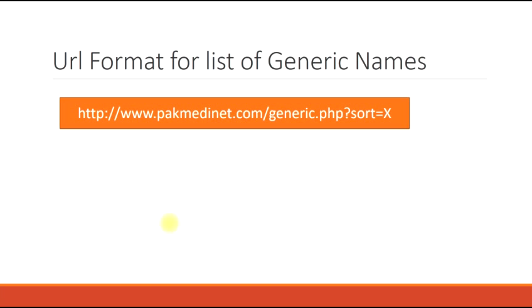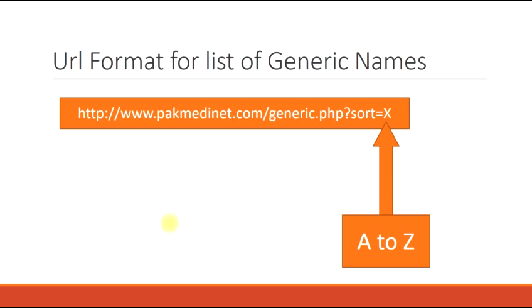in Pakistan. So first of all, let me discuss the URL format for the list that contains all the generic names. The URL was something like this, with this X representing a character from A to Z. Every page, for example, if this X is equal to A, will contain a list of all the medicine generic names that start with A.